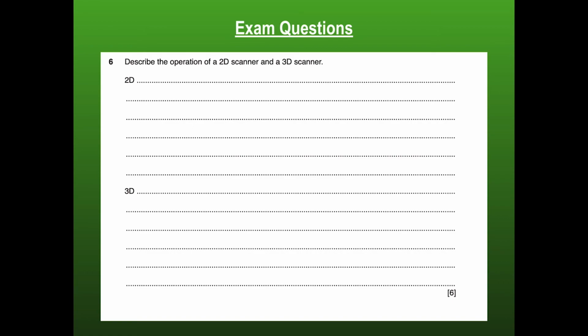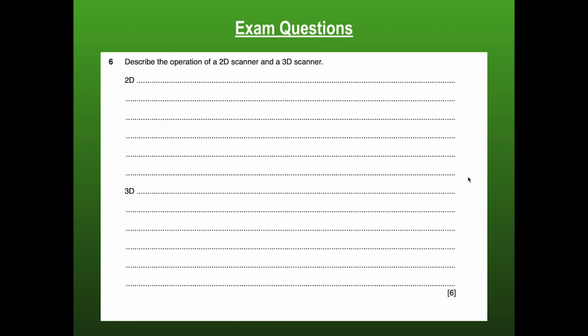So this one says describe operation. When they're saying operation, they're looking for the principles of operation, and that is how it works technically. So what are the inner components and inner workings that are happening to make that process happen? And then we're going to need to describe that. So that means full written answers to get 6 marks.